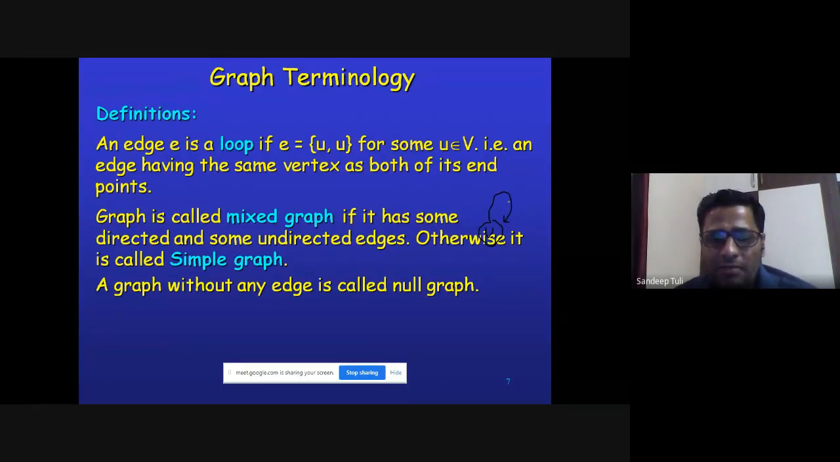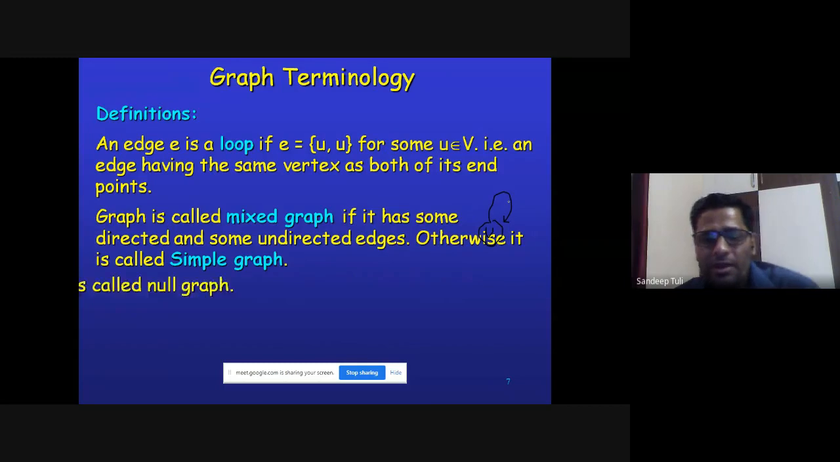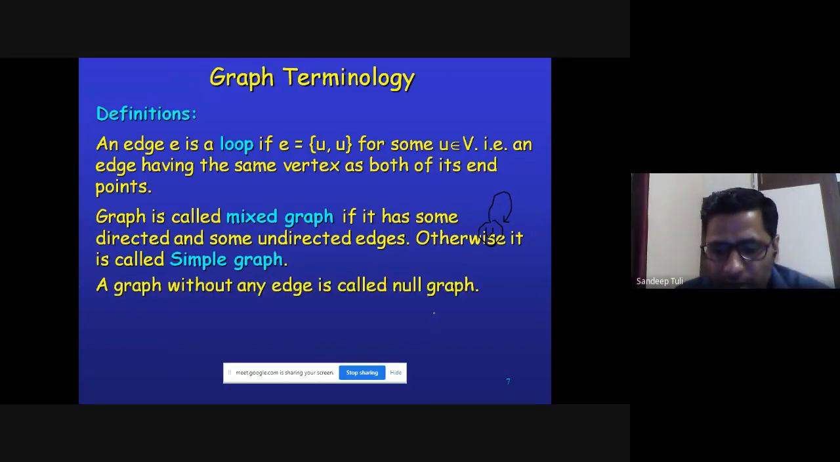Now, a graph without any edge is called a null graph. I have told you, we are using two sets, V and E. V is the set of vertices and E is the set of edges. So, is this a graph? Tell me.